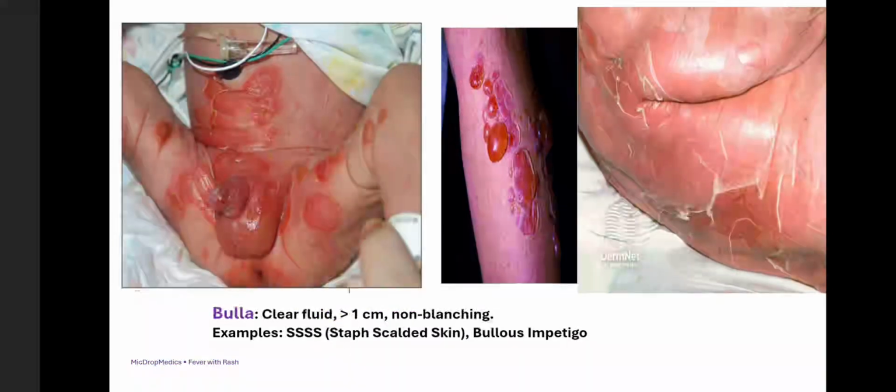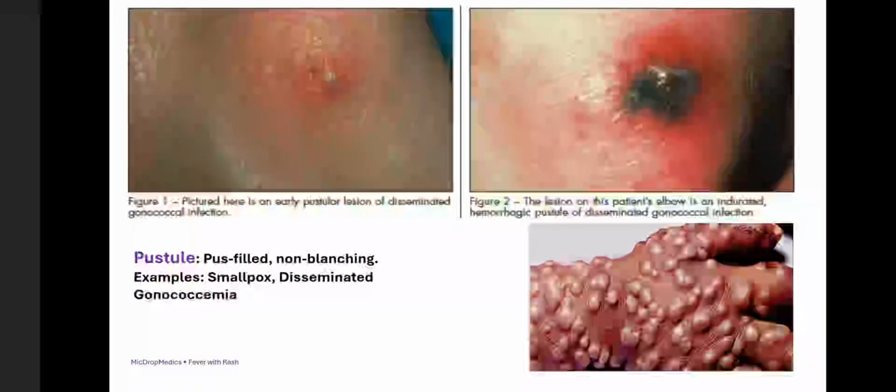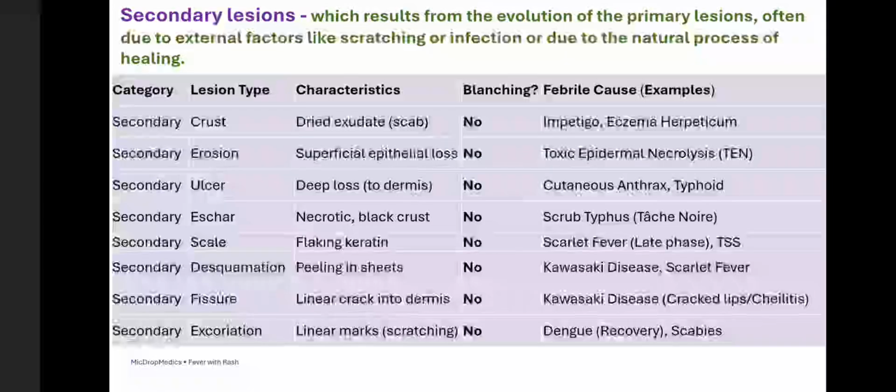If you see large blisters with clear fluid, it's a bulla, likely staphylococcal scalded skin or bullous impetigo. If they are filled with pus, we aren't looking at an infection but an immune system overdrive, like smallpox or disseminated gonococci. Next, we have the secondary lesions, which result from the evolution of the primary lesions, often due to external factors like scratching or infection or due to the natural process of healing.